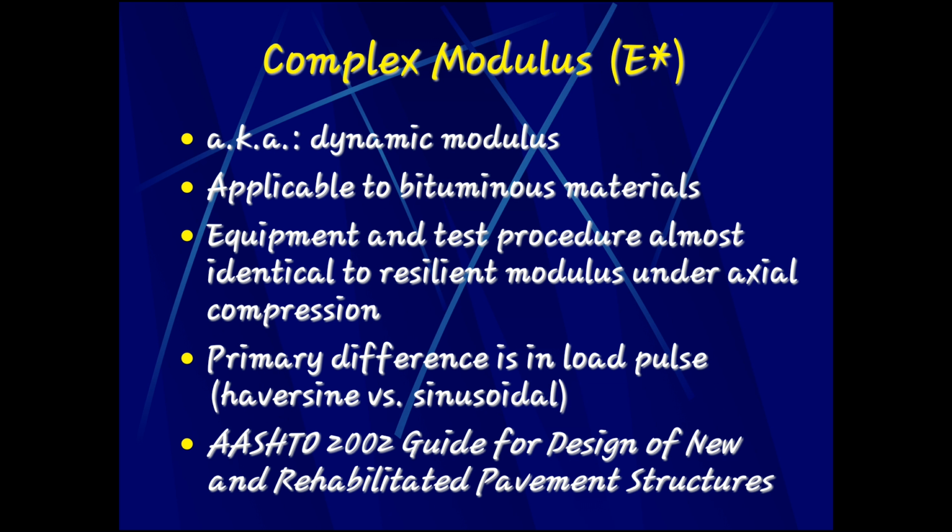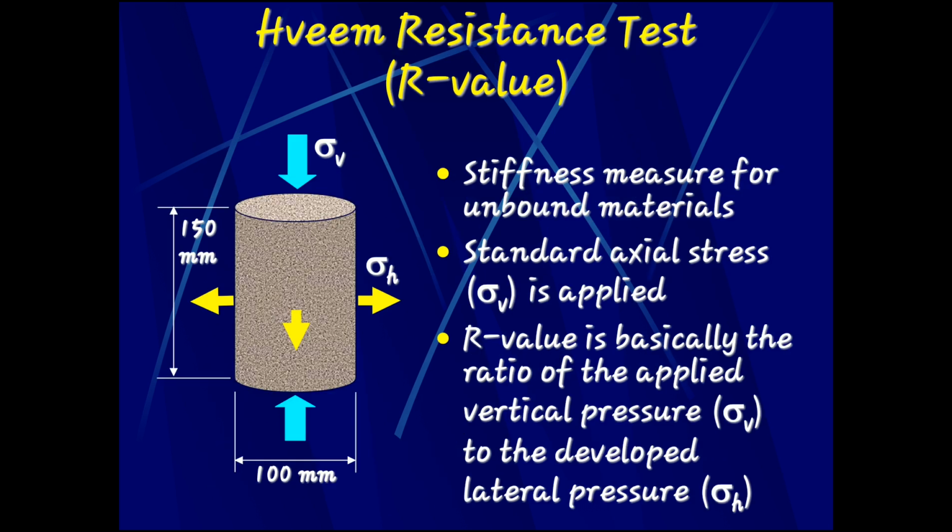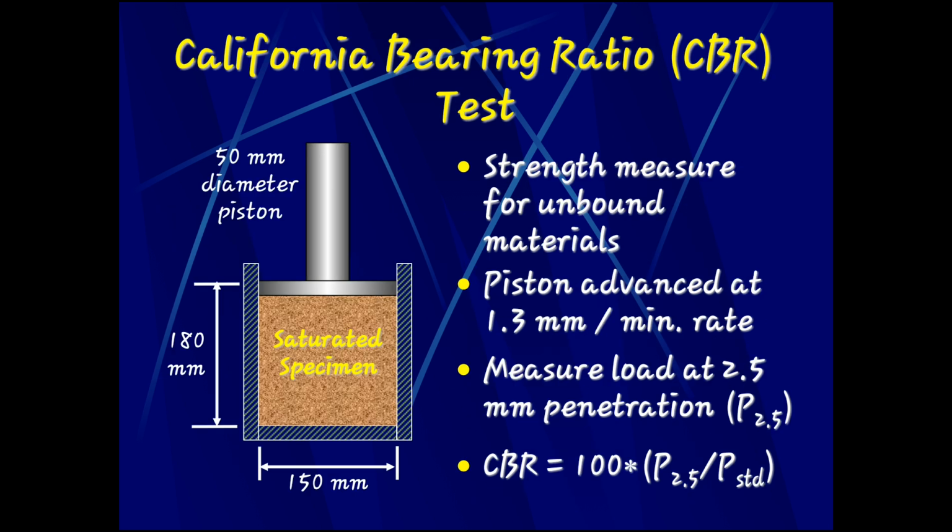AASHTO 2002 Guide for Design of New and Rehabilitated Pavement Structures. Hveem resistance test, or R value. It is a stiffness measure for unbound material. Standard axial stress is applied. R value is basically the ratio of the applied vertical pressure to the developed lateral pressure.